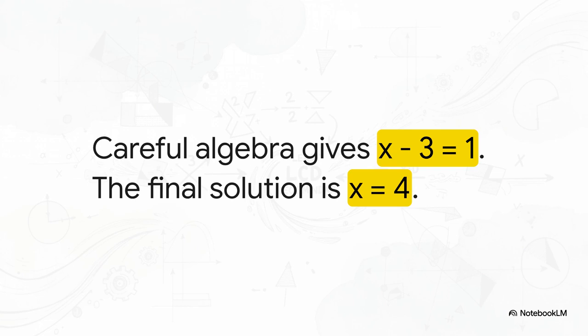We distribute the 2, so we get 2x minus 2. Then we distribute the negative 1, so we get minus x and minus 1. We combine our terms, and that leaves us with x minus 3 equals 1. Add 3 to both sides, and there's our solution, x equals 4.